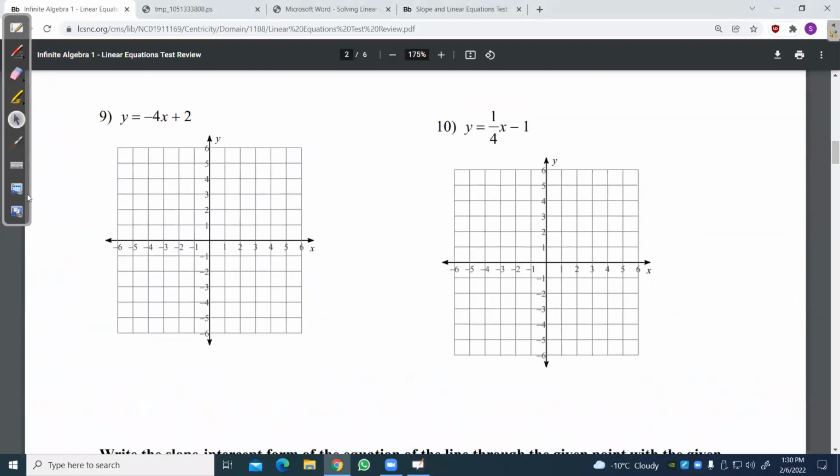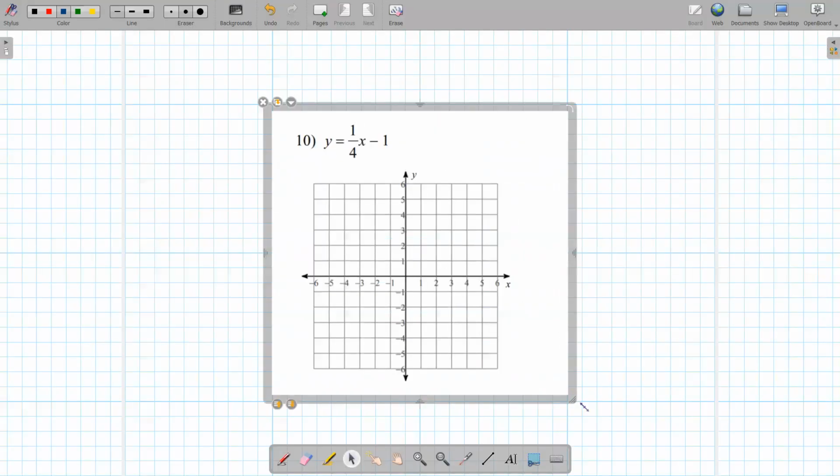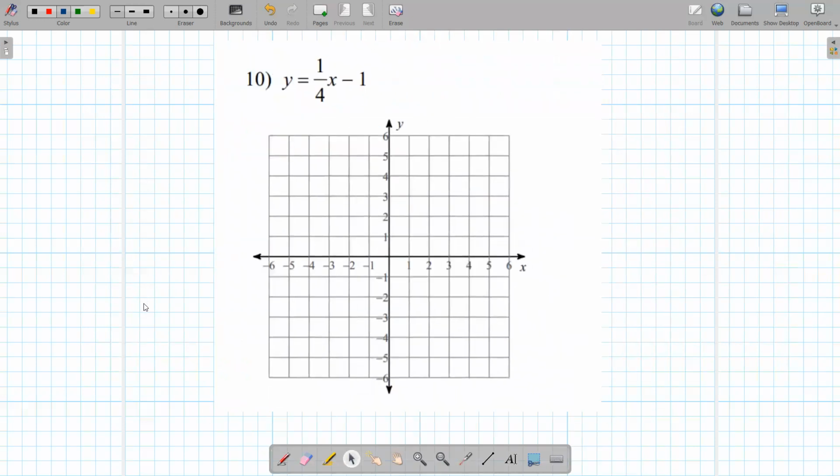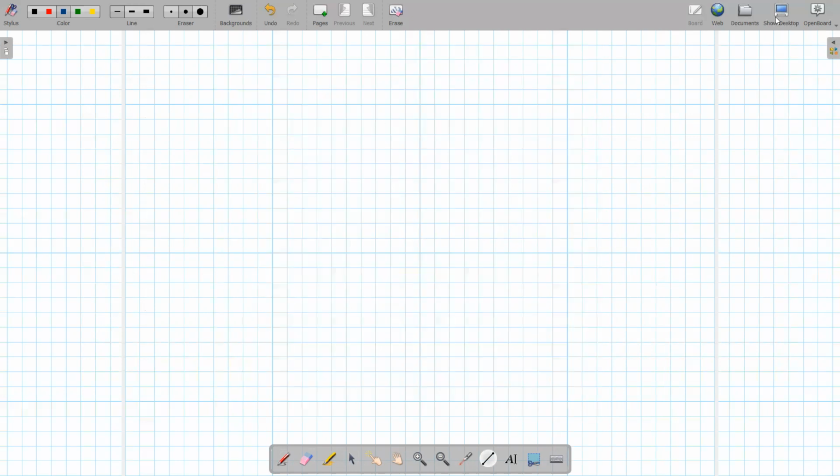Let's do one more of these. What about this one? You start at -1. And then where do you go from there? If you go up by 1, you go across by 4. Up by 1 and across by 4. So you land here, and then you join them. And you extend them in both directions and you are done.